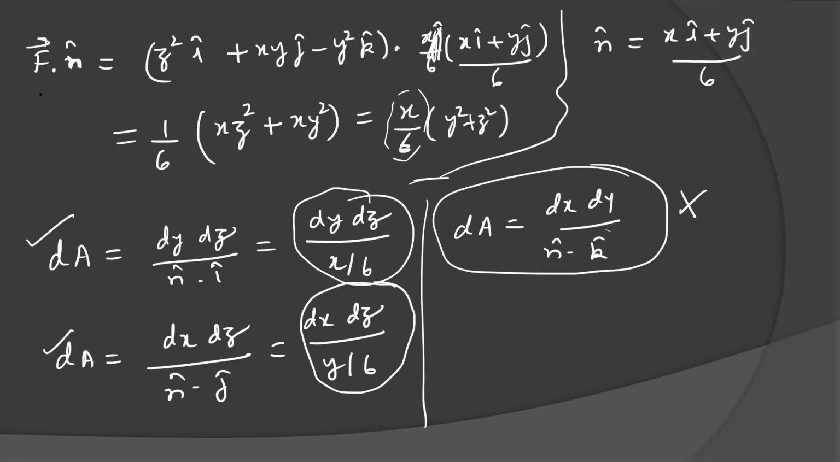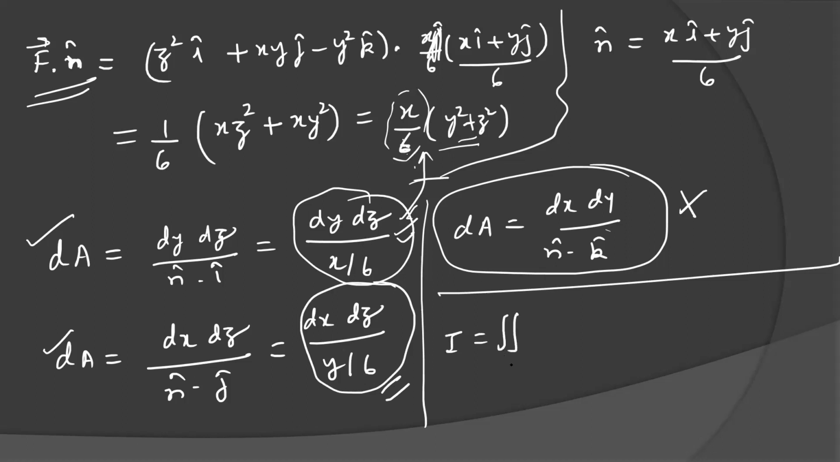Now we will see the f dot n cap. We can see that x by 6 is outside. So if we take the first expression, x by 6 will be cancelled out, and our remaining integration will be in y and z. If you take the other expression, then y by 6 will not be cancelled, and it will be more difficult to evaluate this integral. But by taking this expression for dA, x by 6 is going to be cancelled out. So our surface integral will become x by 6, f dot n cap is x by 6 into y square plus z square, and dA is dy dz over x by 6. So x by 6 is cancelled out.